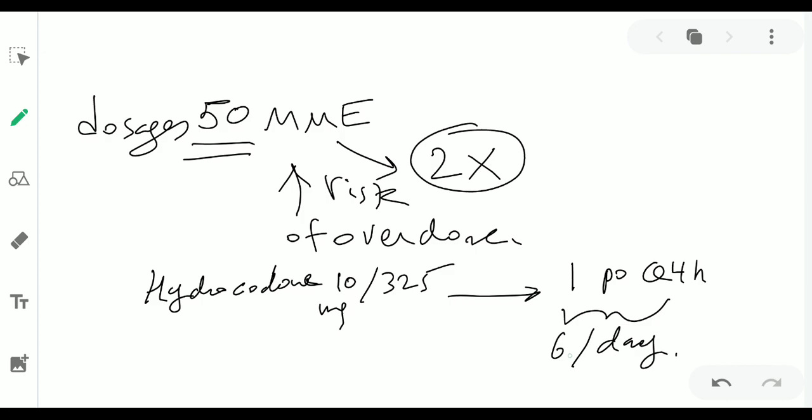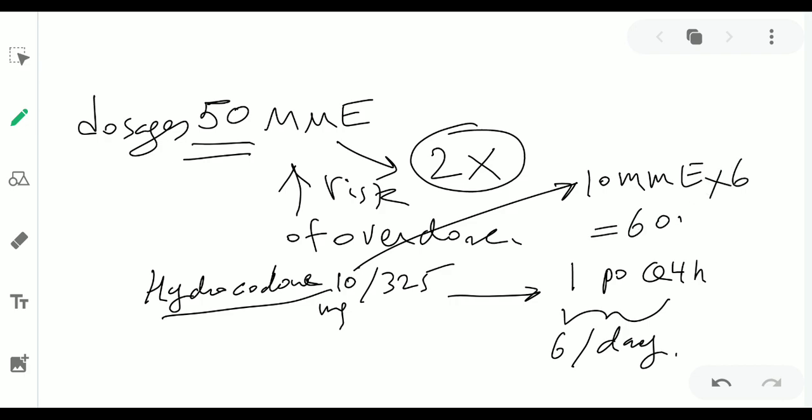This 10 milligram of hydrocodone equals 10 morphine milliequivalent. So times 6, it gives you 60 morphine milliequivalent. So you may want to call the doctor and see if they can lower it to below 50, or the max of 50 MME.